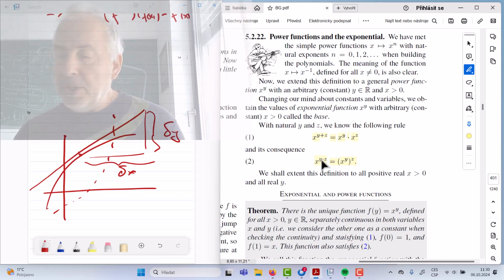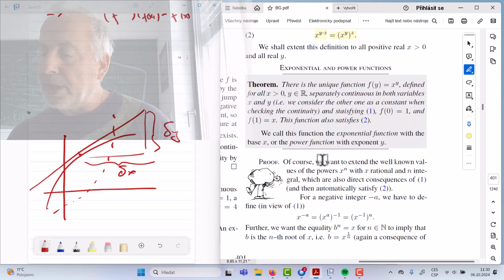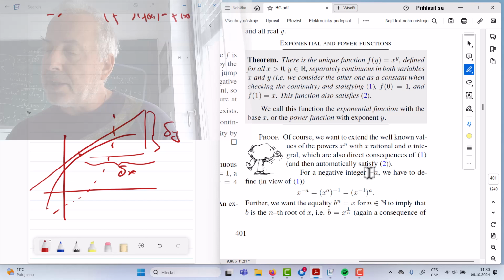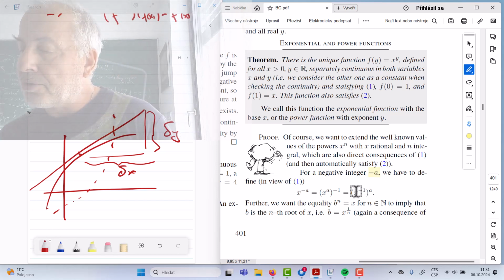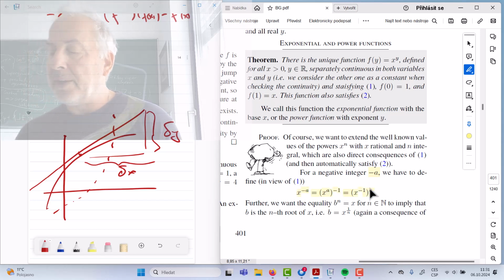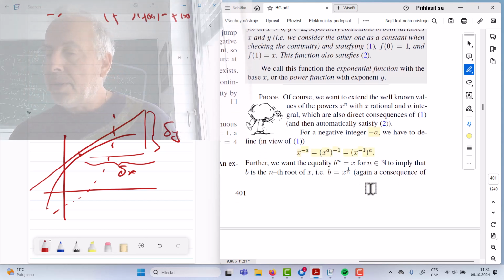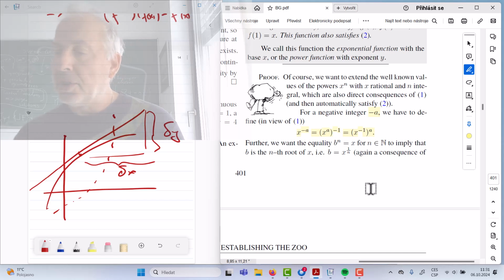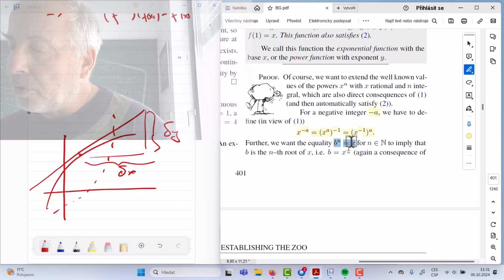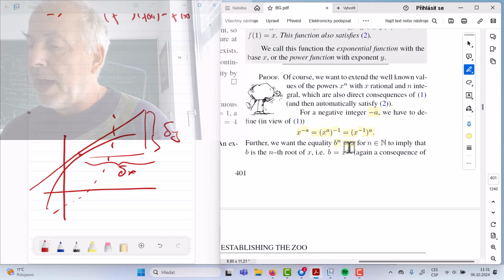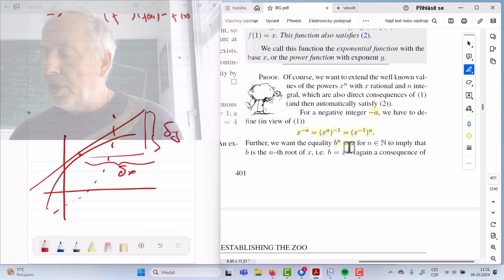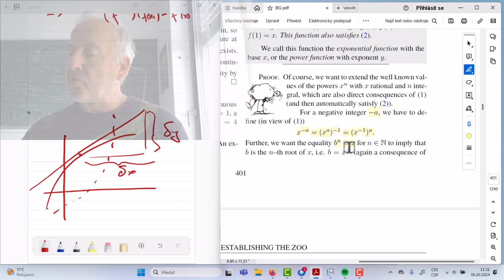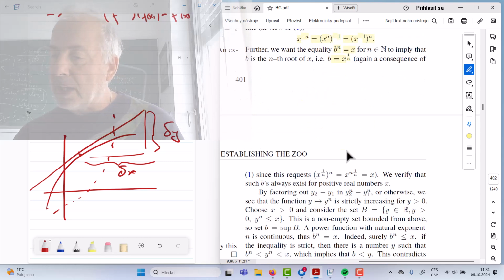Then we can easily move on and say that if we want to add the negative powers, then we simply take the reciprocal values. So that's again okay. Then if we want to go to the rationals, we simply want to solve the equalities b to n is x, and we did that already because we defined the root function, so the roots, right? So b is the nth root, and we know how to do it. That was done already last week.